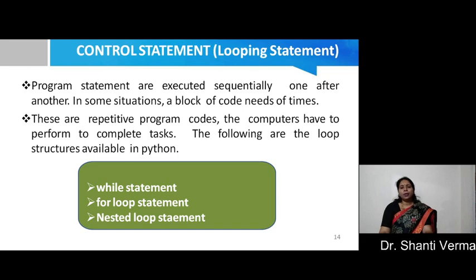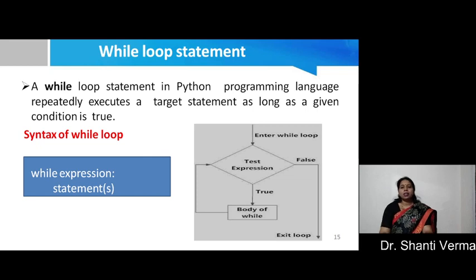These program statements are executed sequentially, one after another. And these are repetitive program codes, and the computer has to perform a complete task. The following are the types of Python control statements: while statement, for statement, and nested loop statements. Now let's discuss the while loop first. A while loop statement in Python programming language repetitively executes target statements as long as a given condition is true.